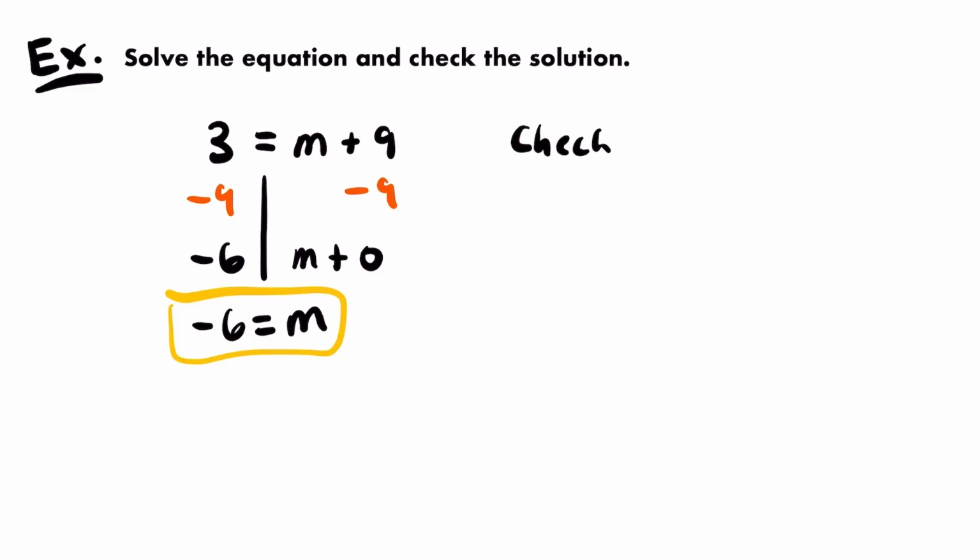Checking our work, we want to plug in -6 for m and see what we get. So we'll have 3 equals -6 plus 9. And simplifying, we still have 3 equals, but then -6 plus 9 is +3. So the equation is true. That is a true statement. 3 does equal 3, so -6 is the solution to this equation. When m equals -6, the equation is true.